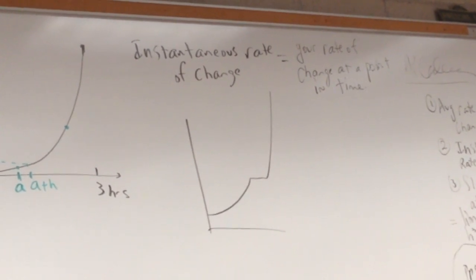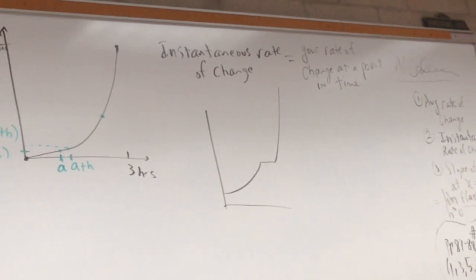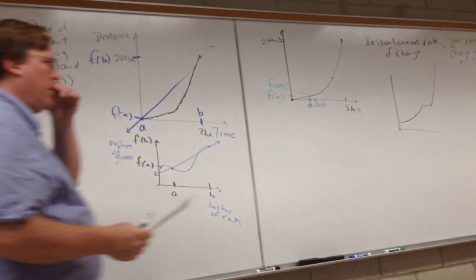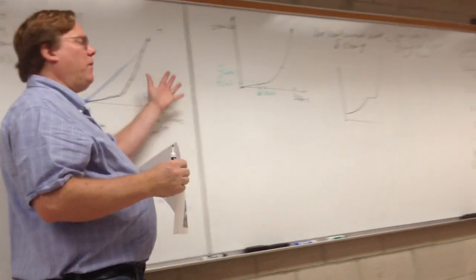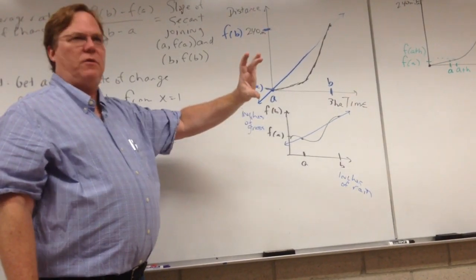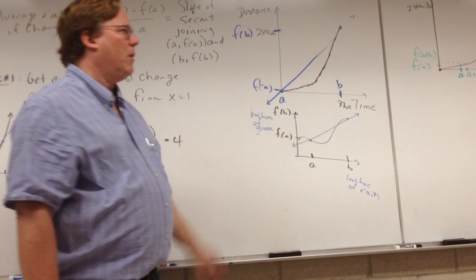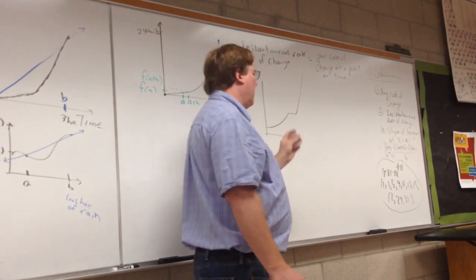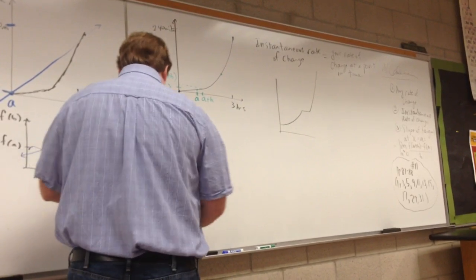And with average rate of change, you're essentially using your odometer and your clock. Your odometer says 240 miles, your clock says 3 hours, then your average speed was 80 miles an hour. But with instantaneous rate of change, you're using your speedometer. It's telling you what your rate of change is at that moment in time.